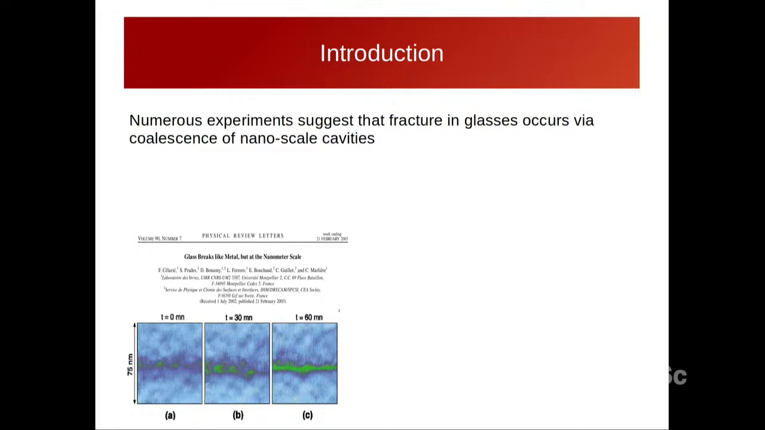you can see this is a glass which is being loaded. This is a metallic glass, and when you load it, these are the morphologies that you encounter during the fracture of the glass. You can see that there are some small holes which coalesce, and then form a whole crack in the glass. So this has been seen in multiple experiments.